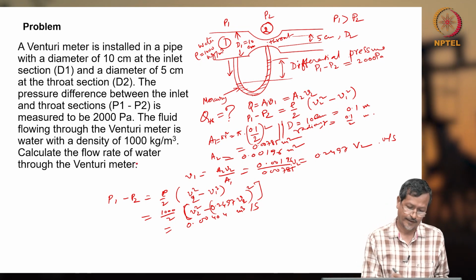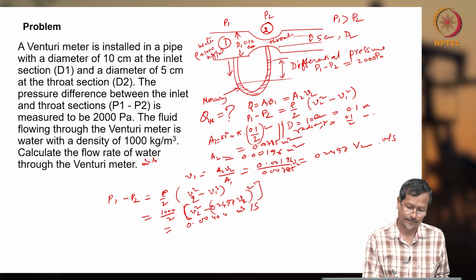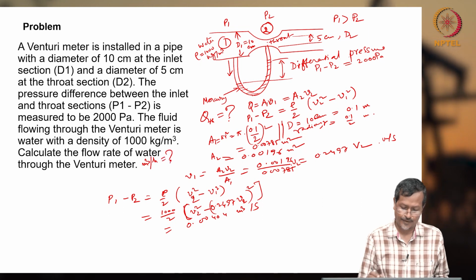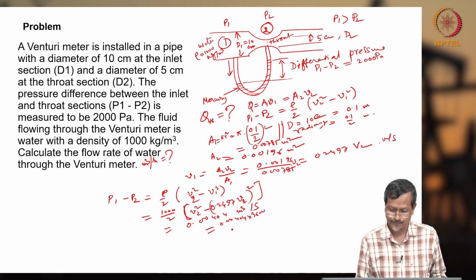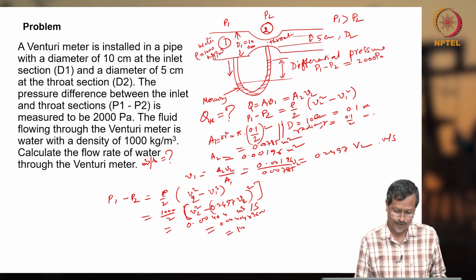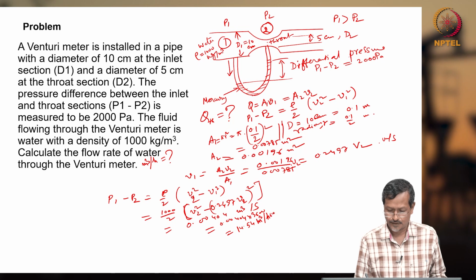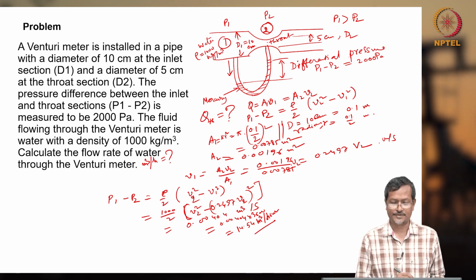Okay, normally I ask in meter cube per hour. So meter cube per hour if you want to do, then 0.00404 into 3600, so it will be giving 14.54 meter cube per hour. Okay, so this is your answer.